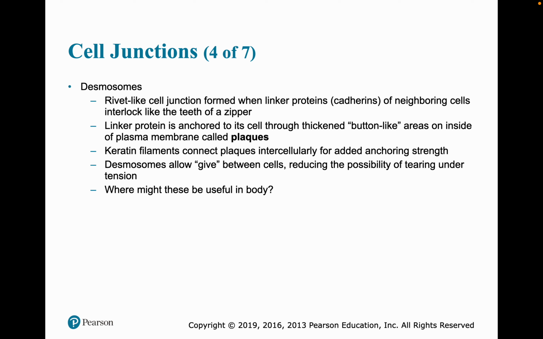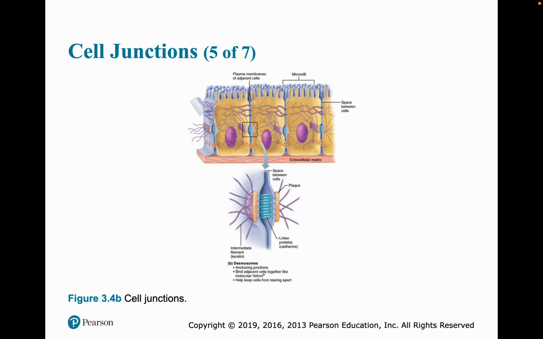These are more rivet-like cell junctions formed where linker proteins known as cadherins of neighboring cells interlock like a zipper. These linker proteins are anchored through button-like areas, so it's not the entire plasma membrane, but regions of the plasma membrane called plaques. Keratin filaments connect the plaques intracellularly for added anchoring and strength. So these allow for some give between the cells, which helps to reduce the possibility of a tearing of this type of membrane when it's under tension. So there is an example.